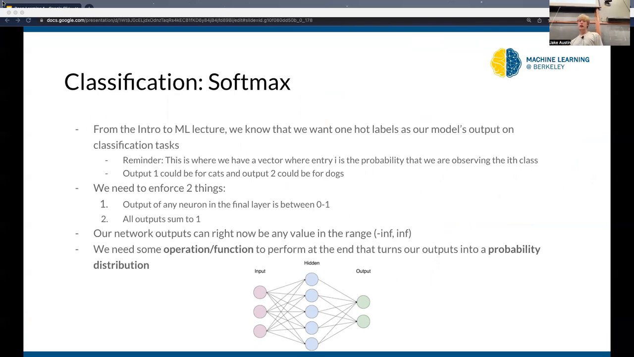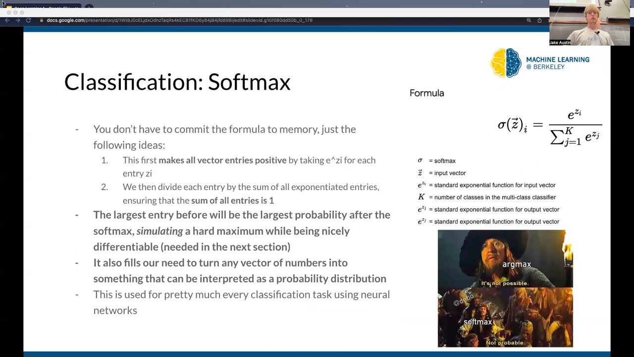What do we want? We want two things. In order to make sure that our output can be interpreted as probabilities, the probability that this is a 7, the probability that it's a 2, we need to make sure that all the elements sum to 1. And we also need to make sure that no value is less than 0 or greater than 1, because having negative 1 probability is absurd. So we need some kind of function that always outputs a vector where all the elements are from 0 to 1 and they add up to 1. So what we're going to use is softmax. Don't worry about the formula on the right. It's just if you want to go back and look at it later.